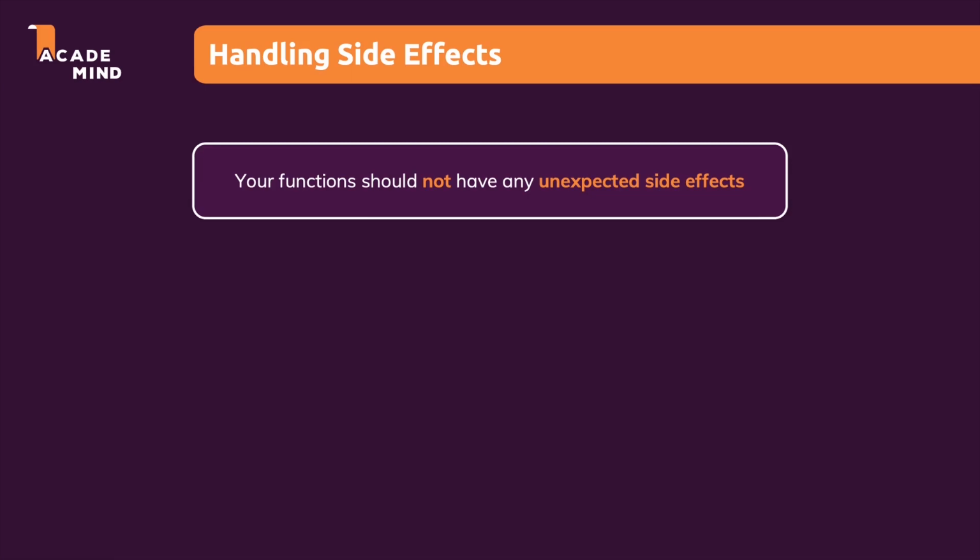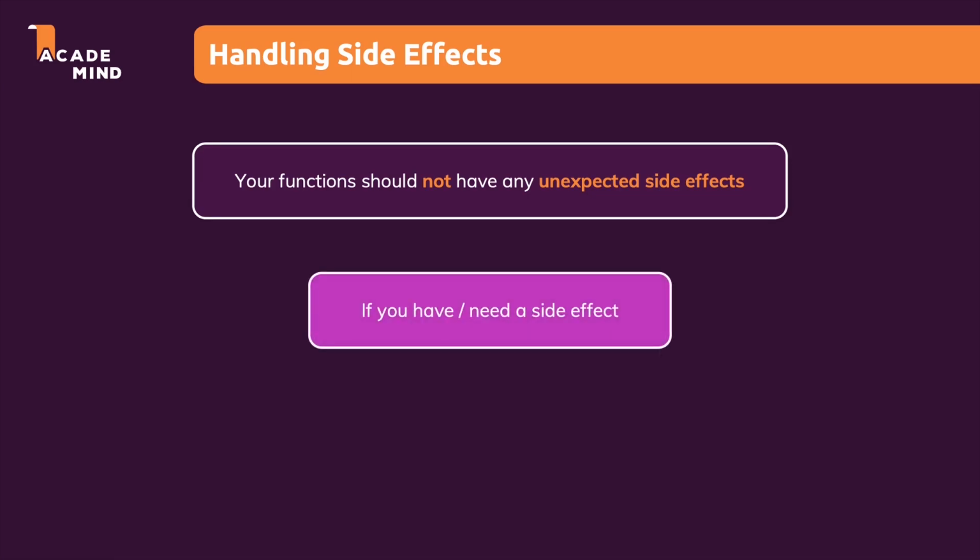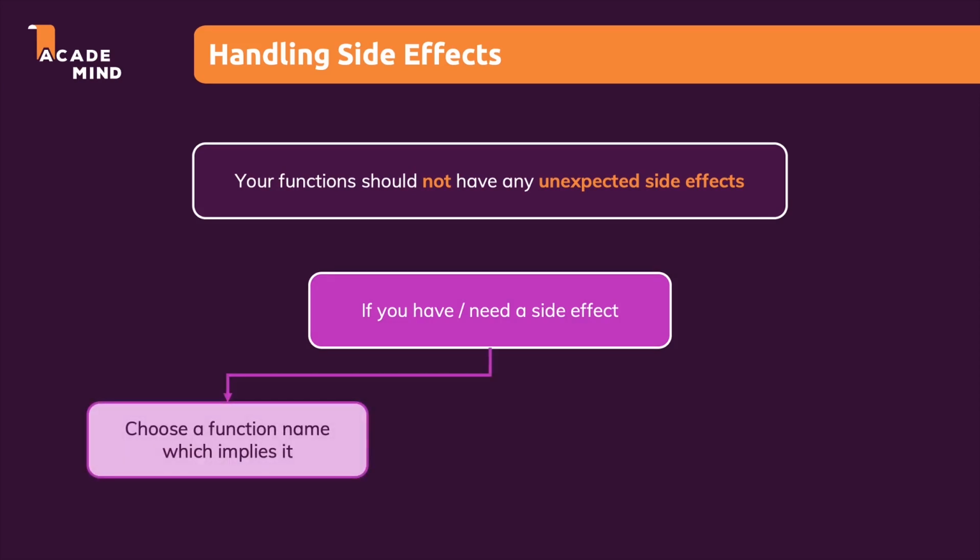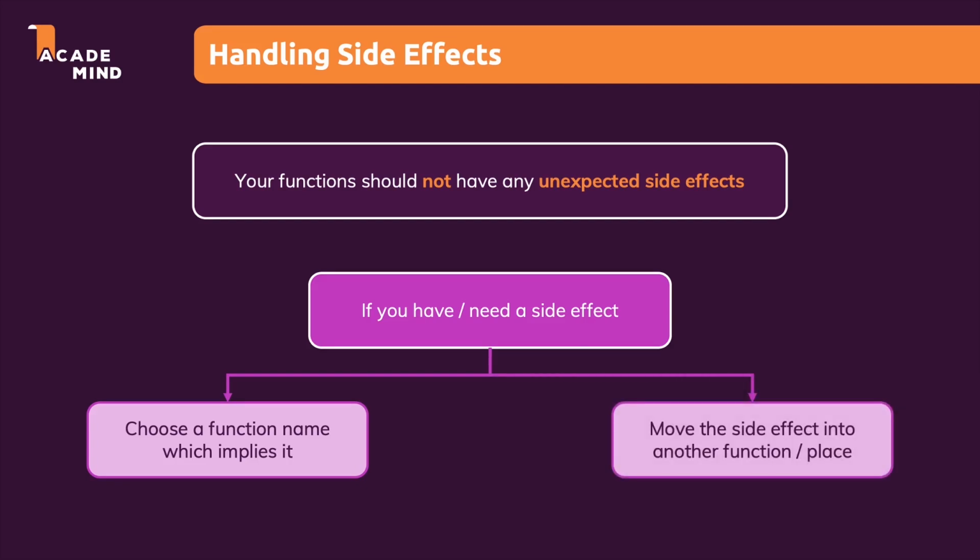And if you need a side effect, you should therefore either choose a function name which implies that, then it's absolutely fine, or you should move that side effect operation into a different function where it again is expected. This is important to ensure that you have clean code and clean functions, because it's definitely not clean code if your functions do something which is not expected.